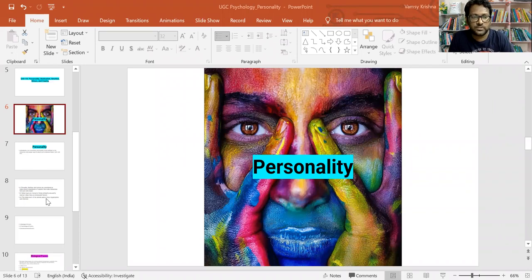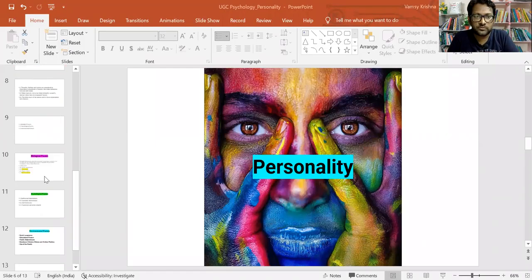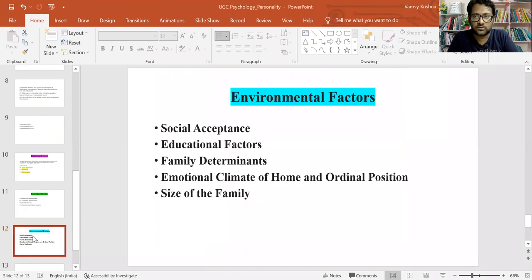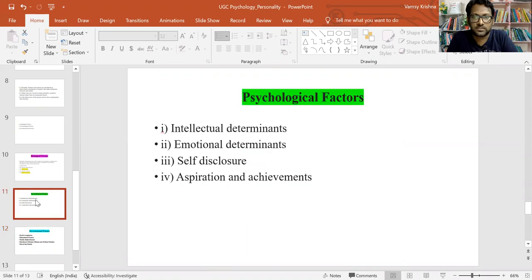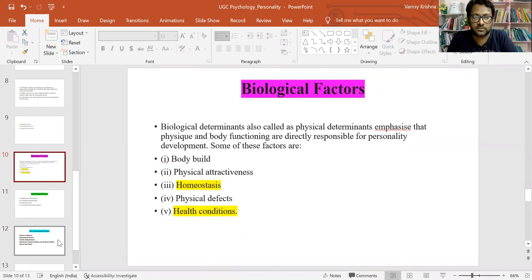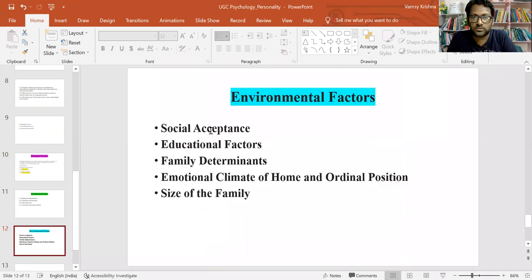And today we are going to discuss personality. We'll be discussing the factors that influence, or the factors which are responsible for, personality development. So the development of the personality. Last class we discussed psychological factors and biological factors. Today let's see environmental factors.